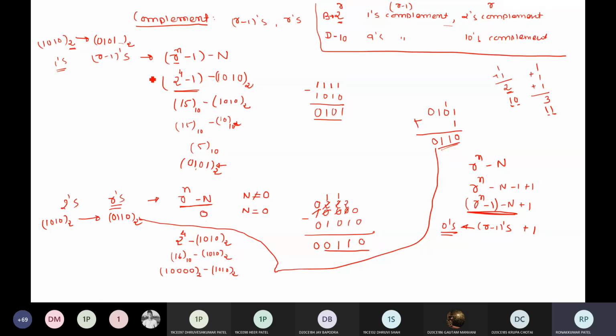Okay, any doubt in this? Any doubt in this? No doubt? Anyone know the shortcut method? Yes, sir. Okay, what is that?